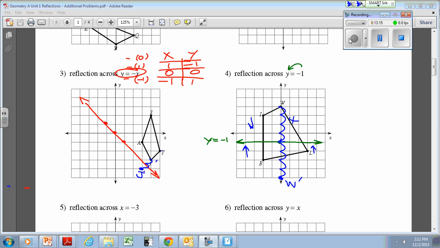Here comes A prime. A prime is just 1 whole box away, so on the other side, 1 whole box away. A prime. Now, once you get the whole shape on the other side, you do have to connect the lines to make a picture. So go ahead and do that for 3. Show it to someone next to you. I'm going to finish off 4, and that way you'll have it in the video at home.